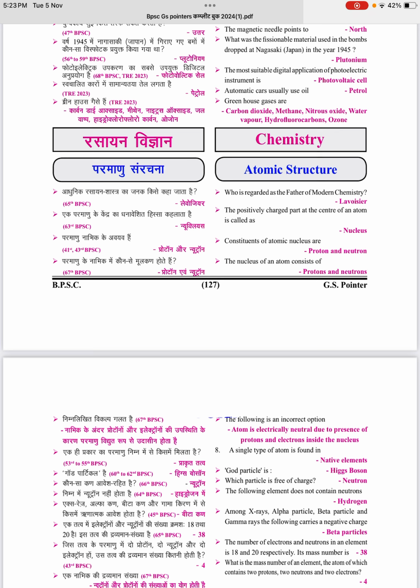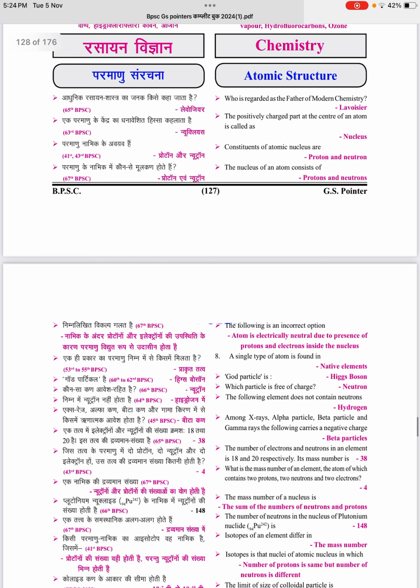Chemistry. Atomic structure. Who is regarded as the father of modern chemistry? Lavoisier. The positively charged part at the center of an atom is called the nucleus. Constituents of the atomic nucleus are proton and neutron. The nucleus of an atom consists of protons and neutrons.